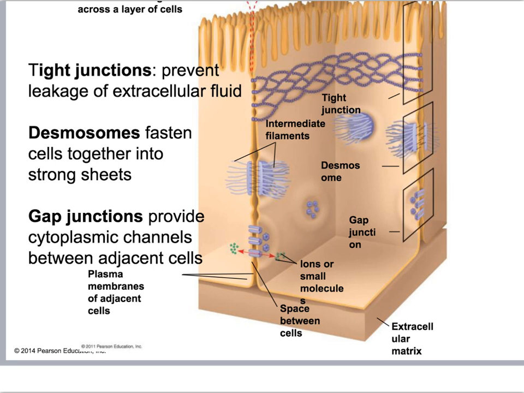The final kind of junction that we see between cells are called gap junctions. And gap junctions are really channels in between cells that allow a passageway for very small molecules or ions to move through. Things like calcium can move from one cell to the next through a gap junction.